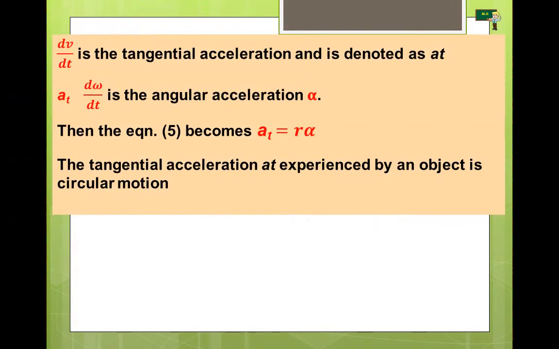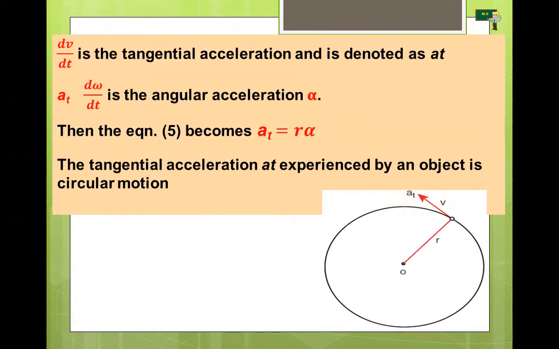dv by dt is the tangential acceleration and is denoted as a_t, and d omega by dt is the angular acceleration alpha. Then equation 5 becomes a_t is equal to r alpha. This is the tangential acceleration experienced by an object in circular motion.